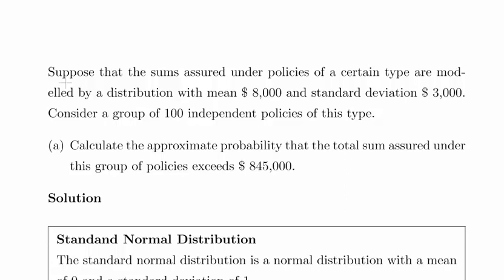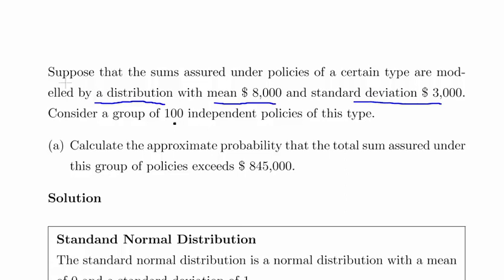Okay, in this presentation we're going to look at the central limit theorem, summations of random variables, and the normal distribution. Suppose that the sums assured under policies of a certain type are modeled by a distribution. You notice that we're not told what distribution. We're not told anything about it. Normal, exponential, nothing. But we're told that it has a mean of $8,000 and a standard deviation of $3,000.